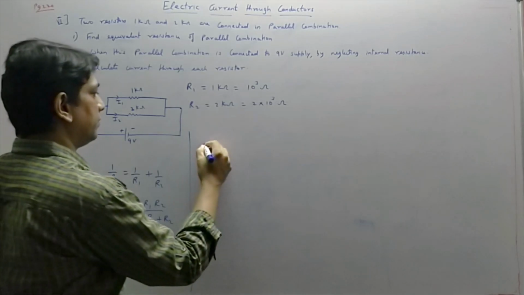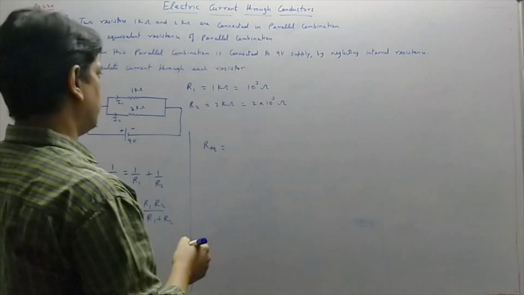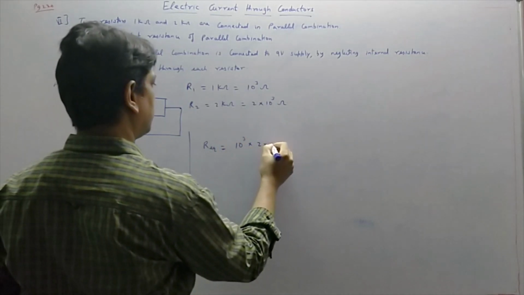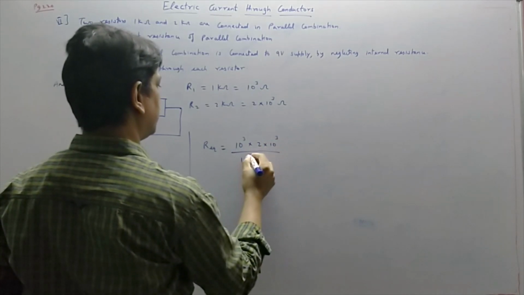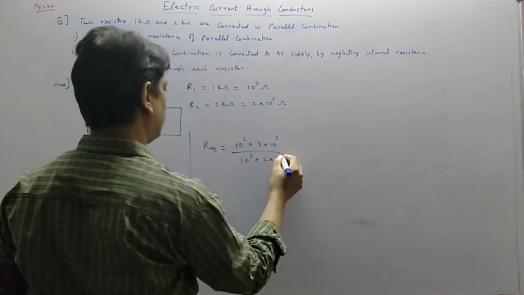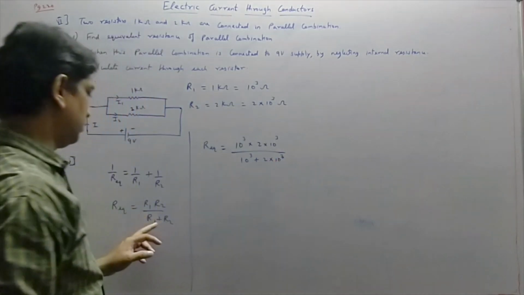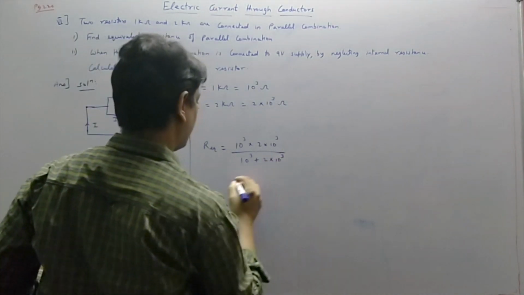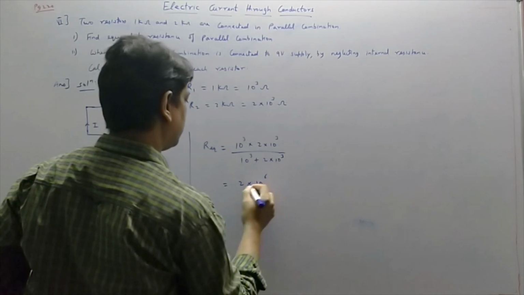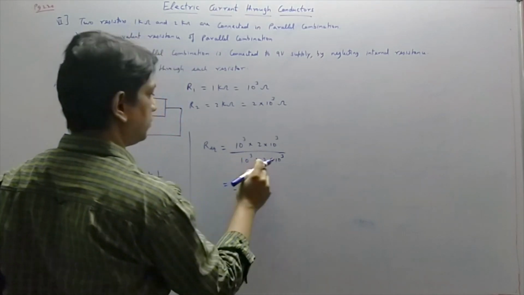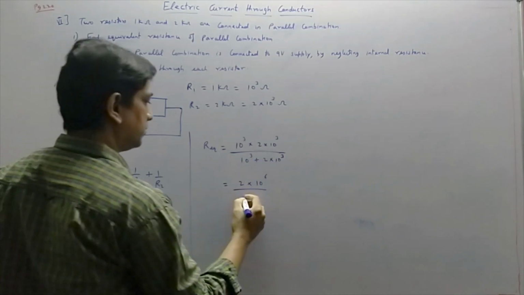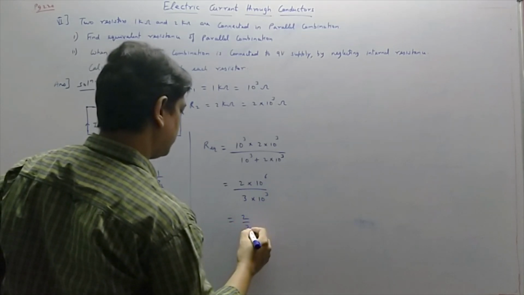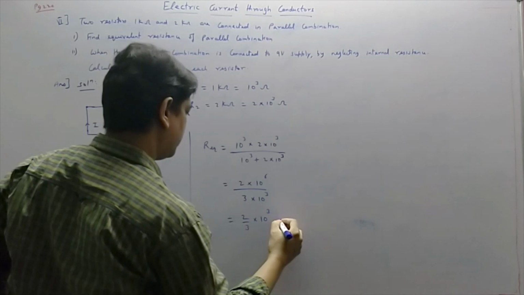So R equivalent is R1 into R2. R1 is 10 to 3, and R2 is 2 into 10 raised to 3, divided by 10 raised to 3 plus 2 into 10 raised to 3, using the formula R1 into R2 upon R1 plus R2. So we get 2 into 10 raised to 6, and 2 plus 1 gives 3 into 10 raised to 3. So we get 2 by 3 into 10 raised to 3 ohms.